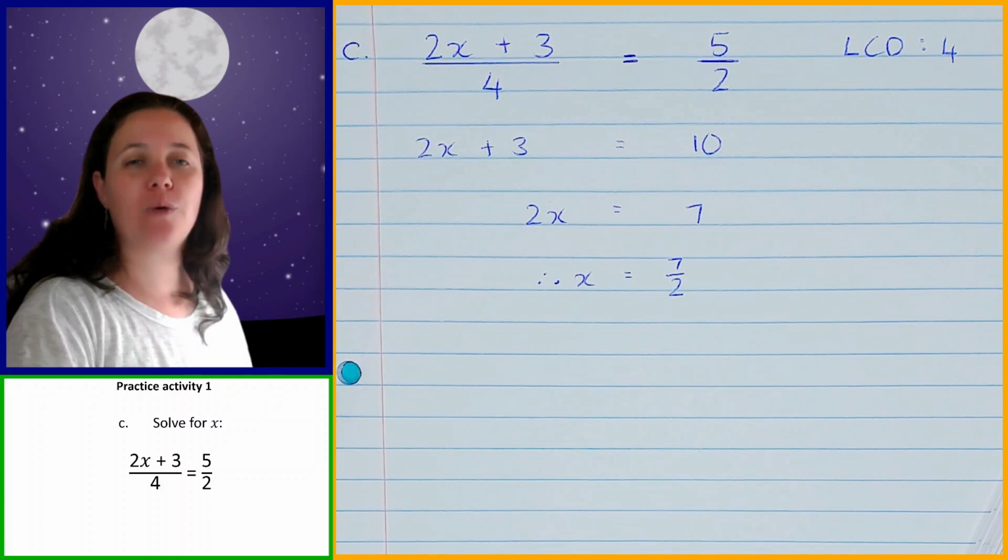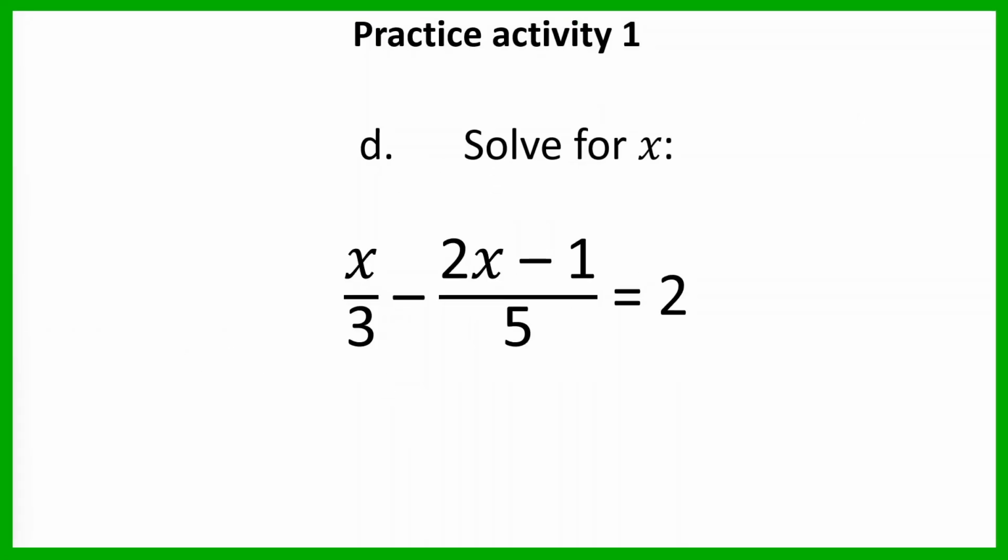So that's what you should have got for question C. Now let's go on to question D. For question D, we've got x over 3 minus (2x minus 1) all over 5 equal to 2. I'm going to give you 1 minute for this one as well.